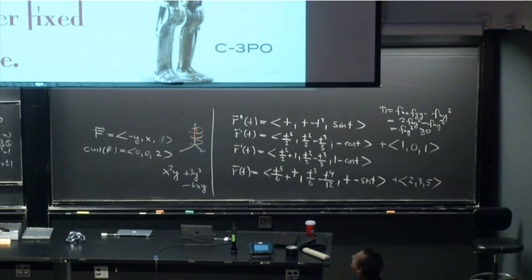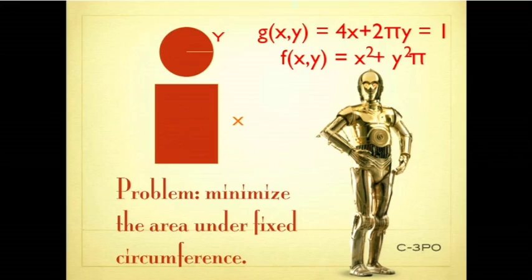Good. So let's do an extremum problem. We have a C-3PO, it's kind of a schematic thing. And then we have a function which we want to extremize, which is actually just the area of that thing. And then we have a constraint. Let's just quickly do that so that we have done a Lagrange problem.